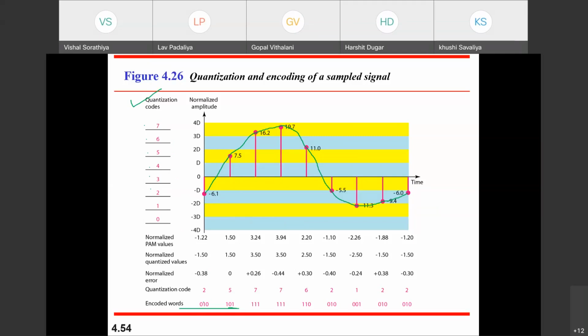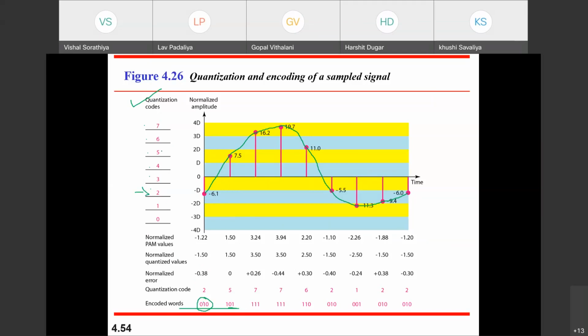So what will encoding do? It will see which level this sample is nearby to. We can say this sample is nearby to level 2. So what is 2 in binary? 0, 1, 0. So for this sample, your digital data is 0, 1, 0. Likewise, this is going to be related nearby to what?